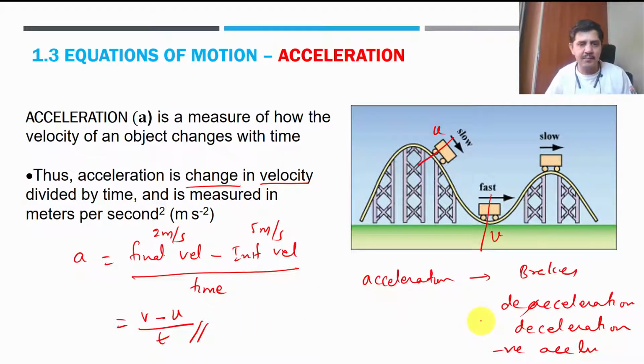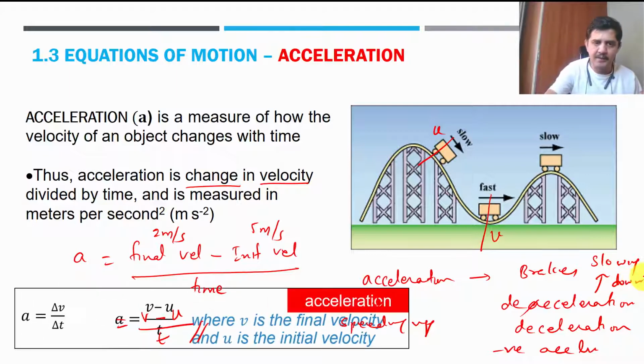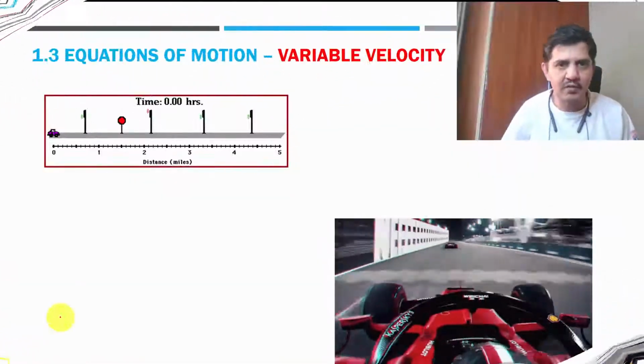Thus acceleration means speeding up, and deceleration means slowing down. I hope you are getting it now. Okay, so thus acceleration is given by the formula delta v by delta t. I hope you recognize this delta. Delta stands for change. Okay, let us move on to the next one.